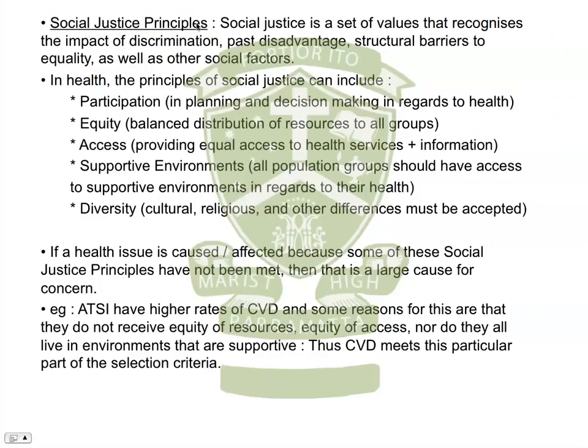The first one is social justice principles. So you can read here what the definition of social justice is. All right. So basically we're saying if a health issue is either caused by or affected because some of these social justice principles haven't been met, then that is a large cause for concern, and that would therefore make that health condition considered a priority area. So it would meet this part of the criteria.